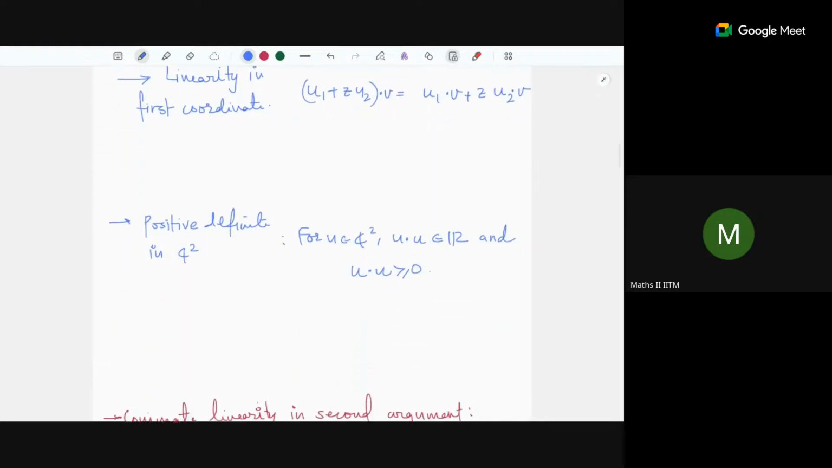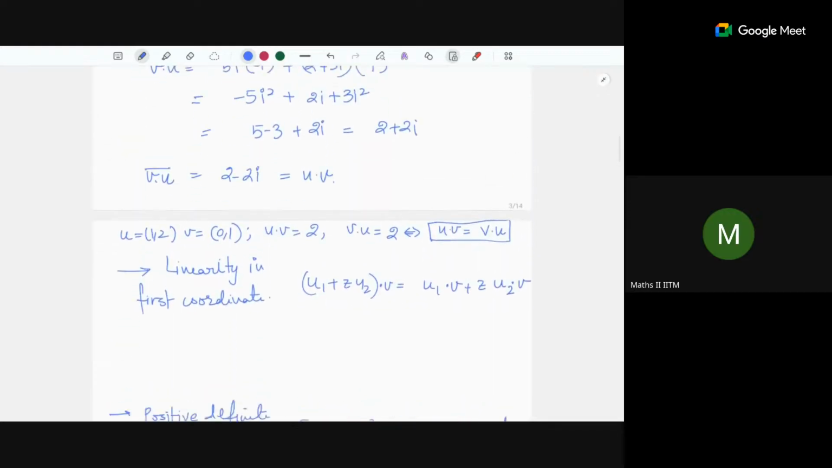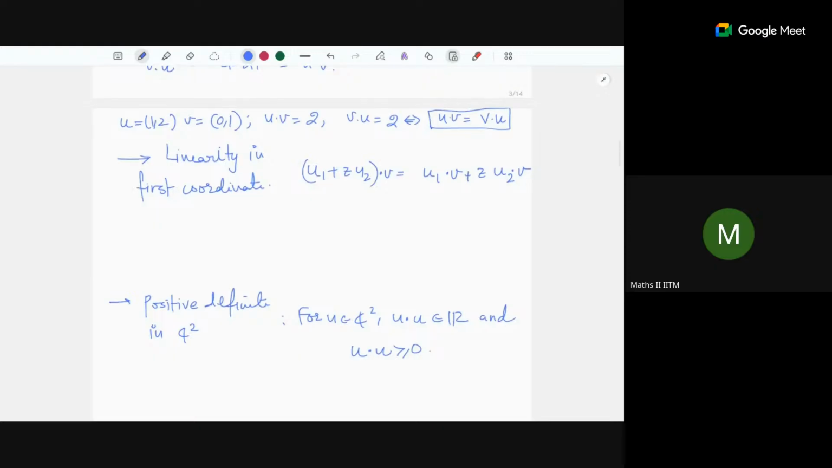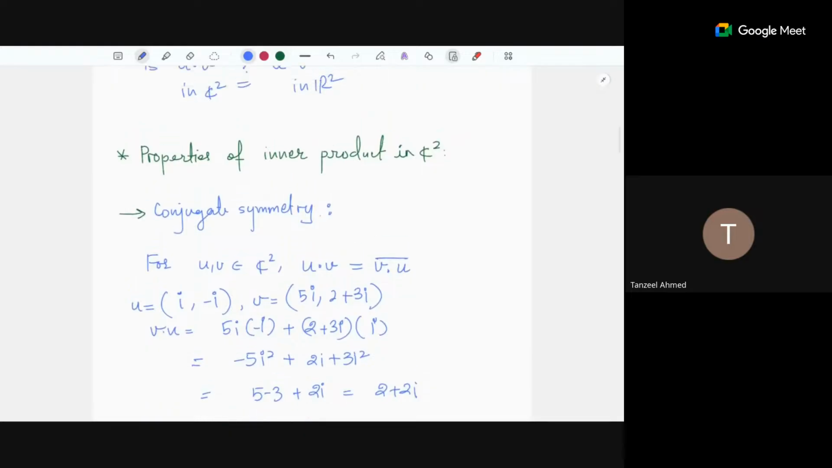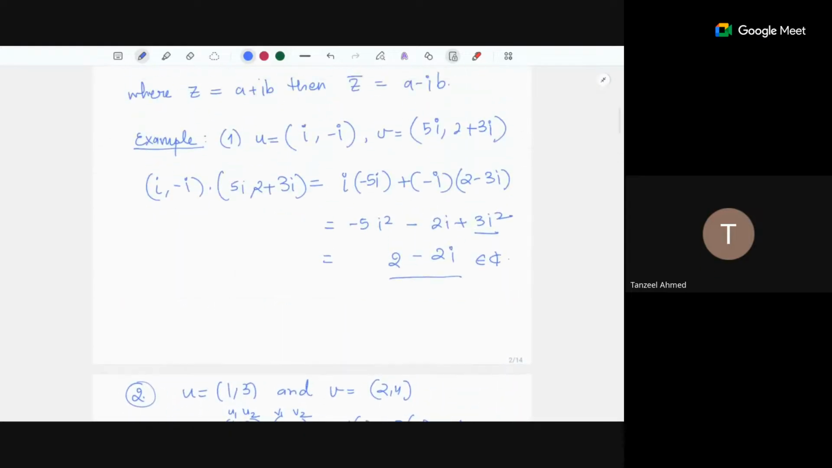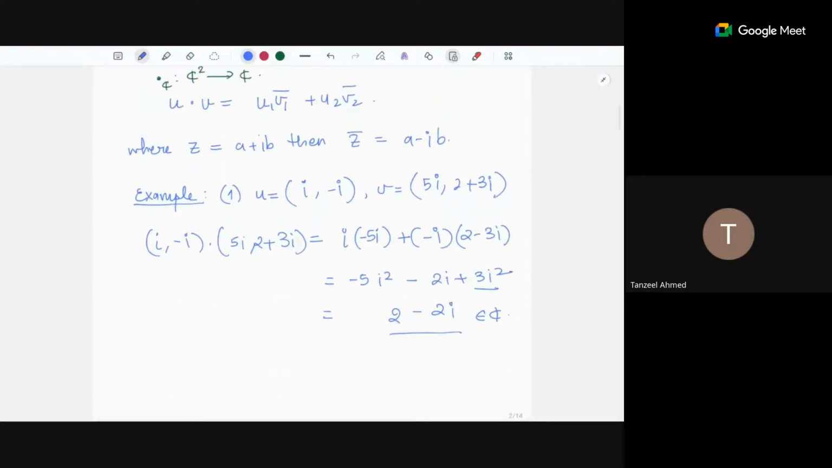The second property that the inner product has is linearity in the first coordinate. Excuse me, one question about how we are defining the complex inner product itself. Is there any reason we use the conjugate over there? I mean, we do u times v bar. Is there some reason for that?